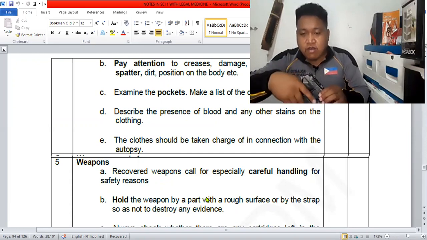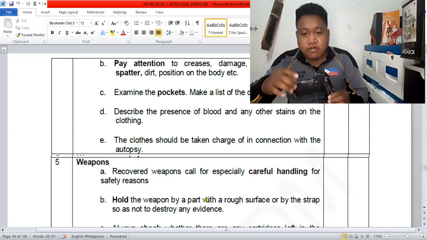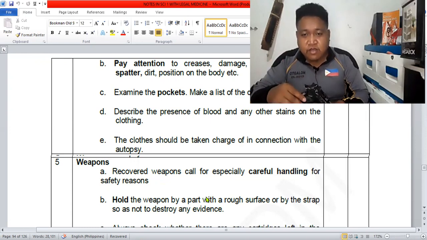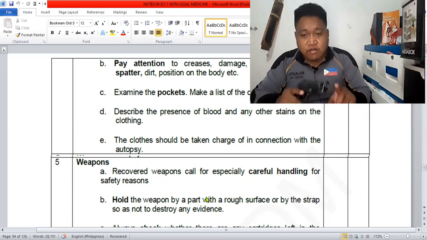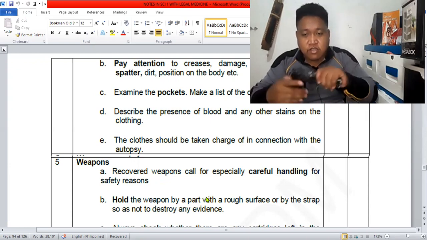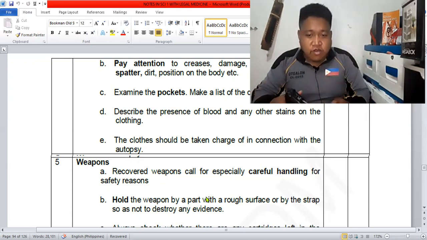So possible, pag rough kasi yan, it is difficult for example sa fingerprint, hindi yan nire-record. But if in the soft surfaces, do not touch it and just carry like that, no? So there should be careful handling, you know?